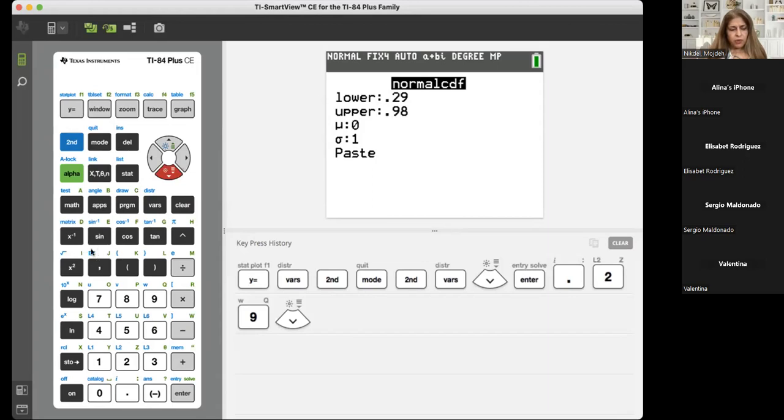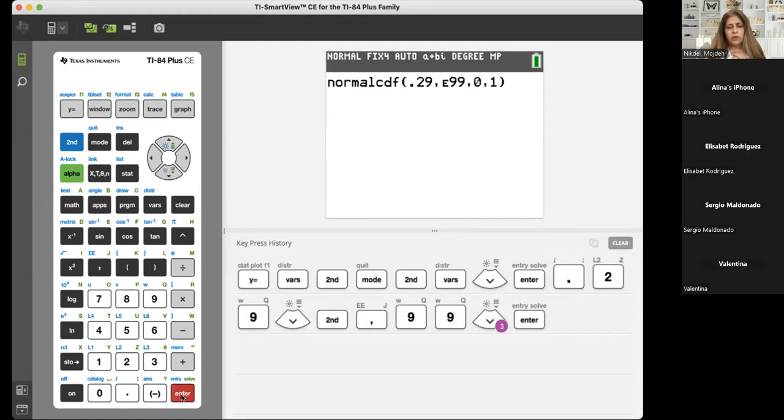It is in blue. So second comma gives you 1E. It always gives you 1E, it doesn't give you double E. The reason they put double E is that they didn't want you to mix it up with the letter E here. Double E is infinity, then you put 99. Leave mu 0, sigma 1 alone. That gives you the area from 0.29 to positive infinity.